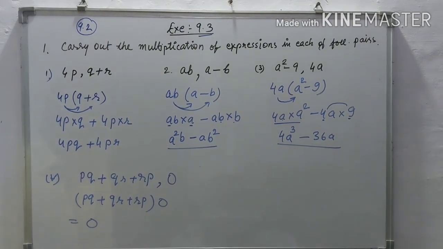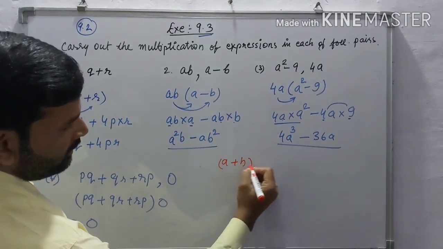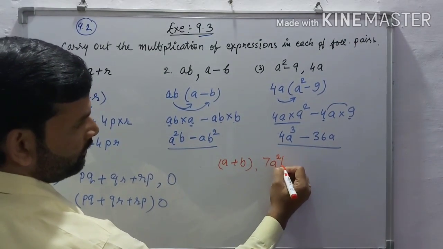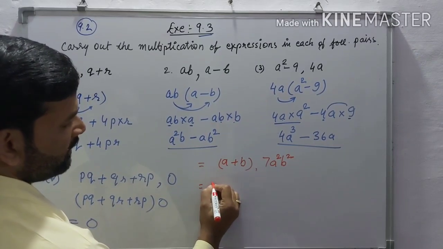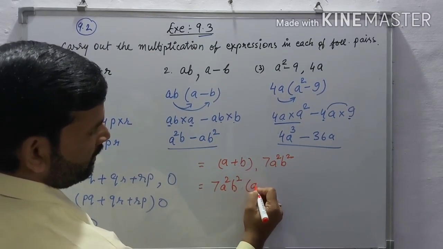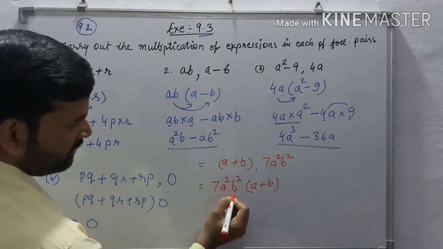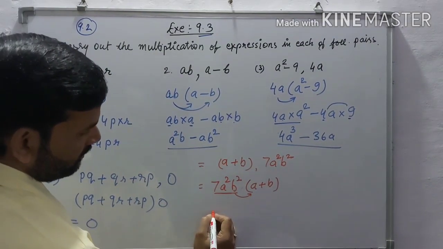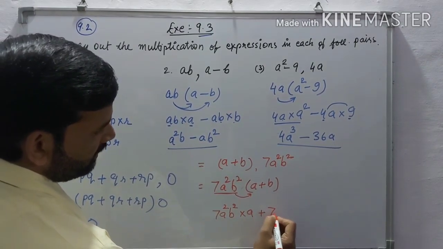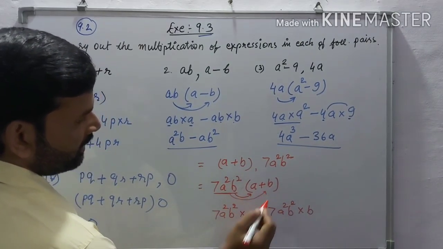And one question here is a plus b and second number is 7a square b square. Okay, so first we write 7a square b square and in bracket a plus b. Same, the multiplication will be by distribution. First we multiply the quantity by a, it means 7a square b square multiply a, and plus 7a square b square multiply b. Second time we multiply by the b.